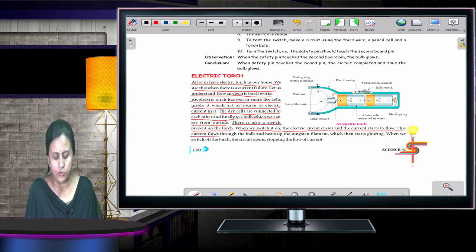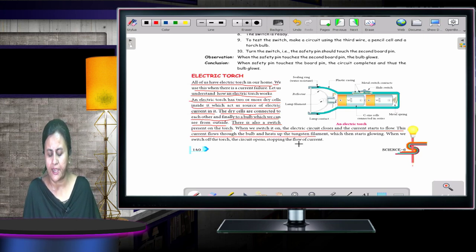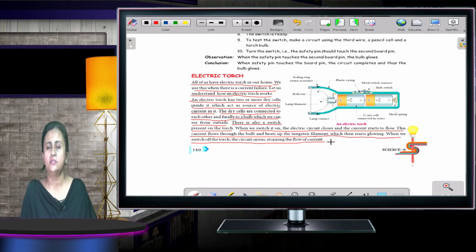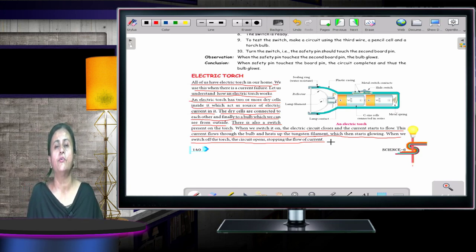This current flows through the bulb and heats up the tungsten filament, which then starts glowing. Then, when we switch off the torch, the circuit opens, stopping the flow of current. Children, this is very simple, how the torch works with a dry cell. Even the bulb has got a tungsten filament, as I told you, the moment it heats up, it starts glowing, and from that glow we get the light.